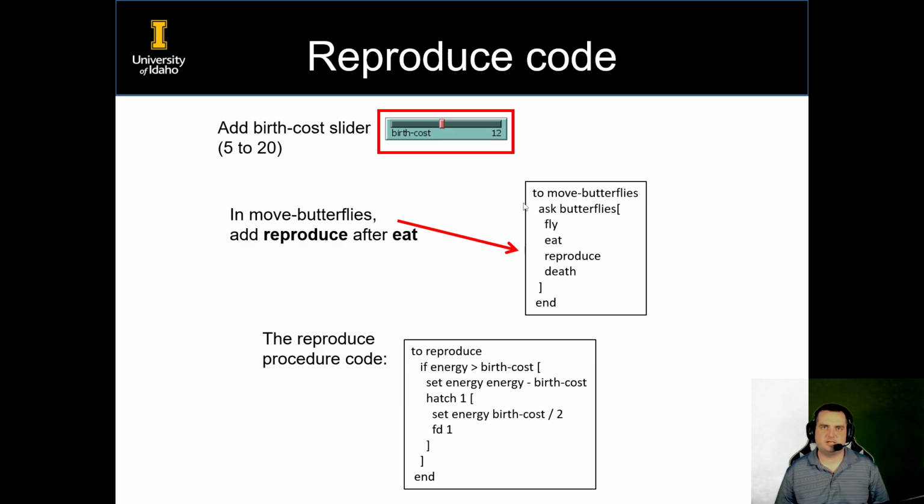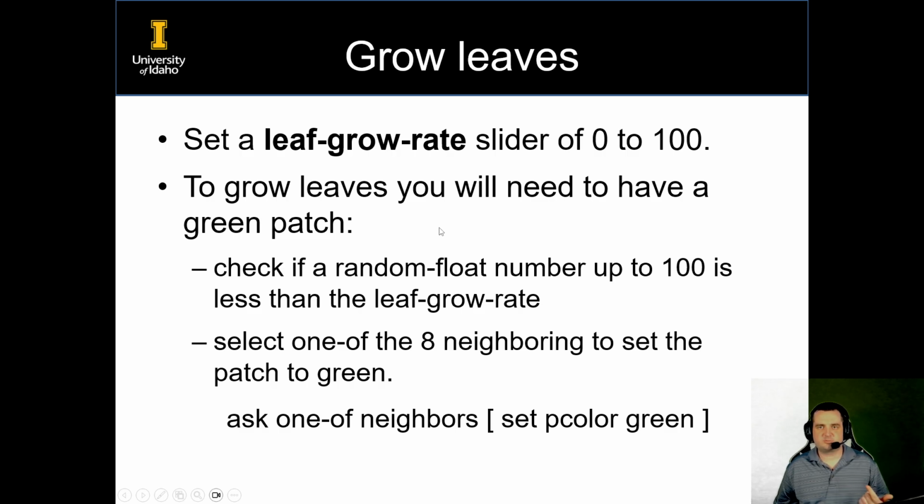All right, so let's go ahead and go in here, and let's keep going. So next thing we're going to do is we're going to make it so the leaves grow so they don't run out of food, or if they do, that's because they ate it all. So what we're going to do is create a leaf grow rate slider, and that's going to go from 0 to 100.